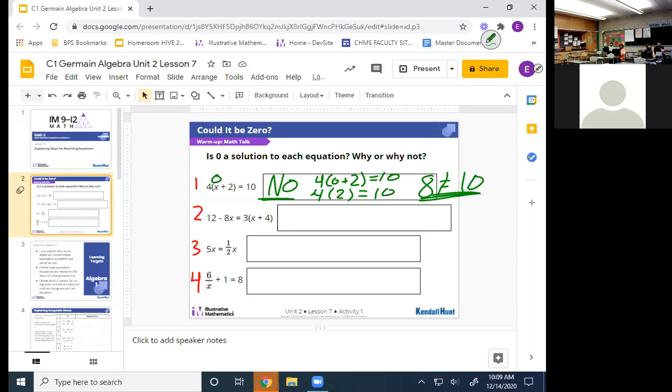Perfect. We substitute 0 in here. What are we going to get here? What did we think about this solution? A couple people said yes for this one. What were you thinking, John? Yes. And why did you think that?